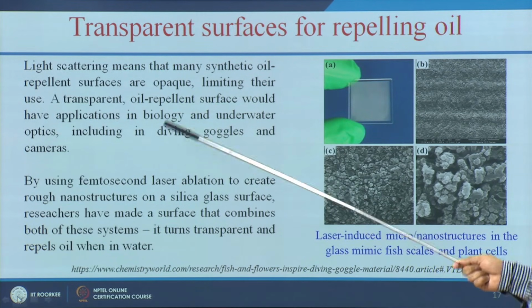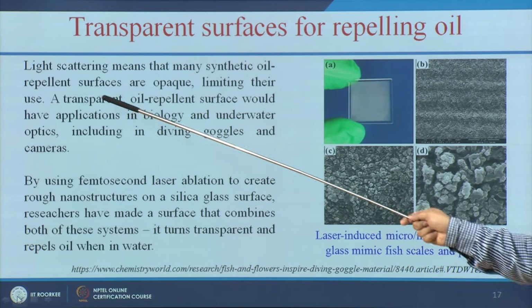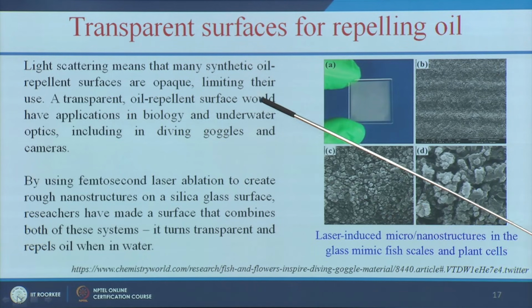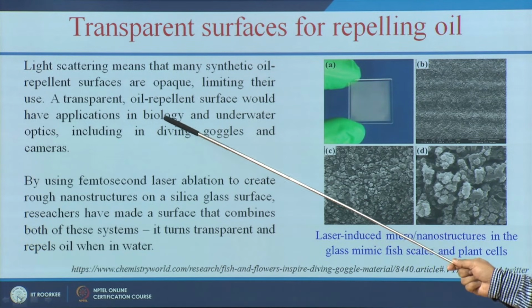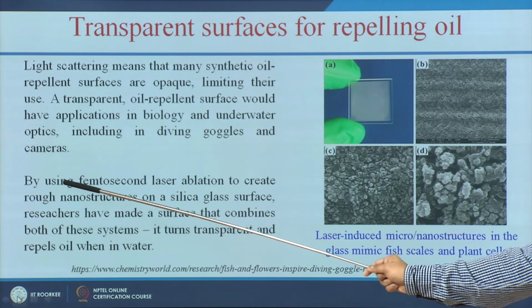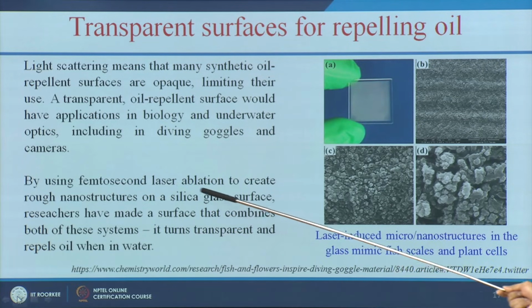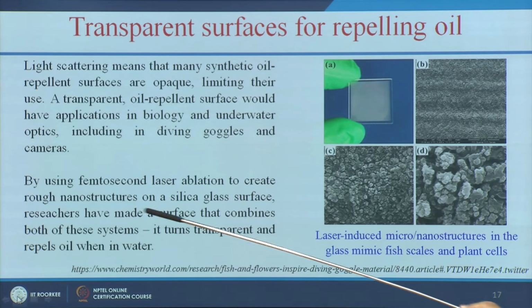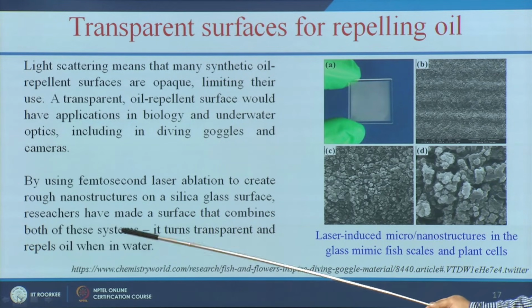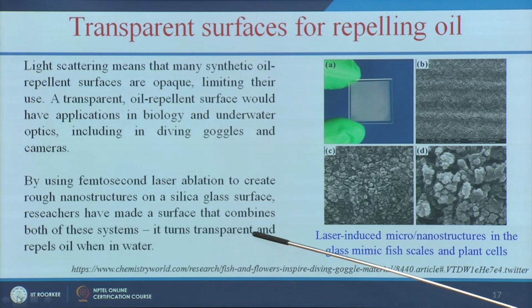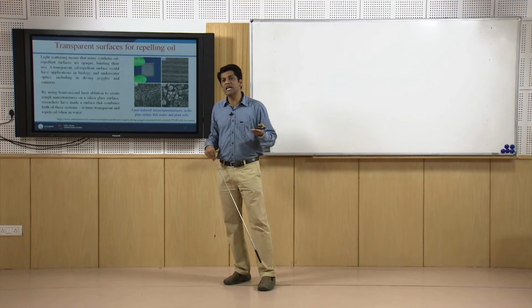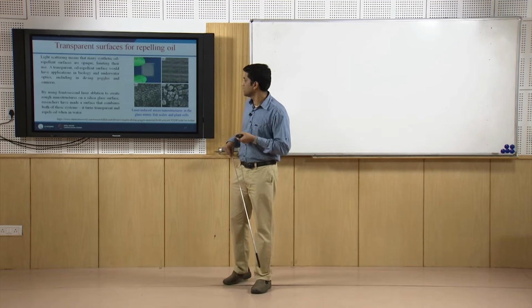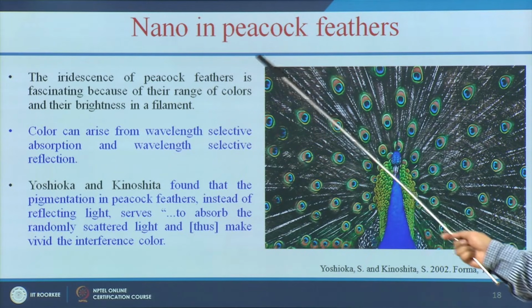So these researchers used this idea and they made a transparent oil repellent surface, which will have a lot of applications in biology as well as underwater optics. The researchers used femtosecond laser ablation to create rough nanostructures on silica glass surfaces, and they made a surface that combines both of the systems and it turns transparent and repels oil when in water. So they got the idea from the fish and the skeleton flower and made a transparent and oil repelling surface.